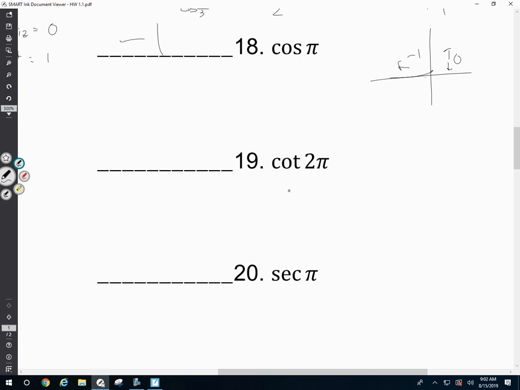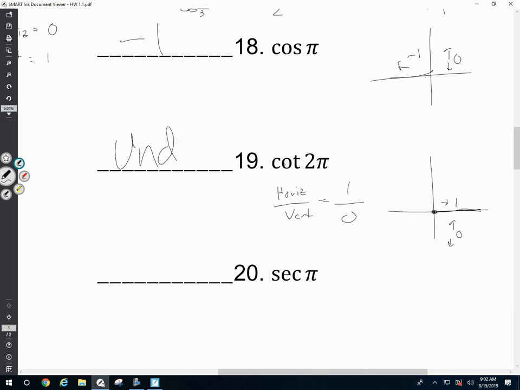Cotangent, adjacent over opposite, or horizontal divided by vertical. 2 pi is the same location as 0. So horizontal distance would be 1. Vertical distance is 0. I'm not going up or down at all, starting from the origin, getting to this location on my unit circle. So horizontal 1, vertical 0, undefined.